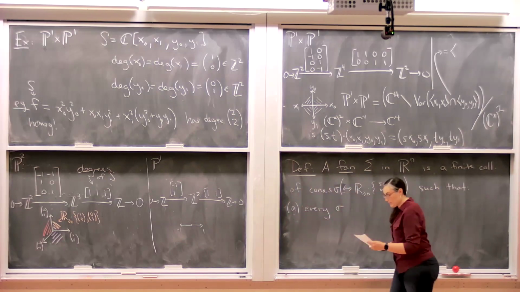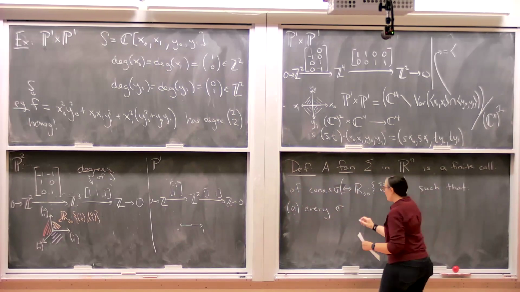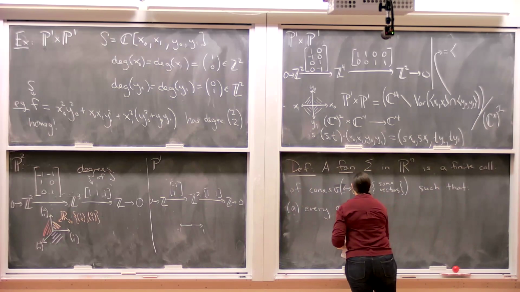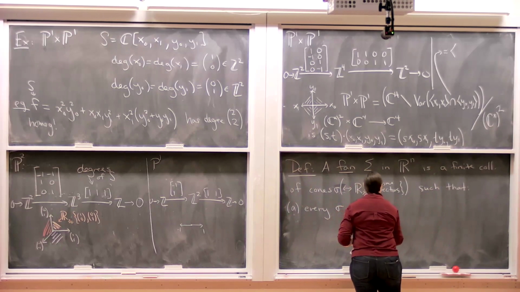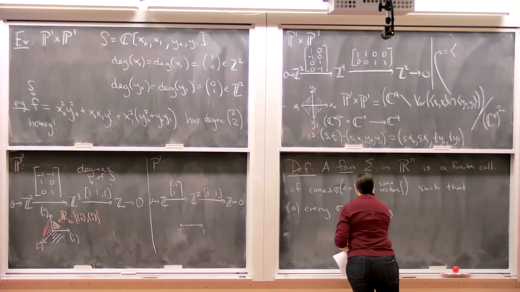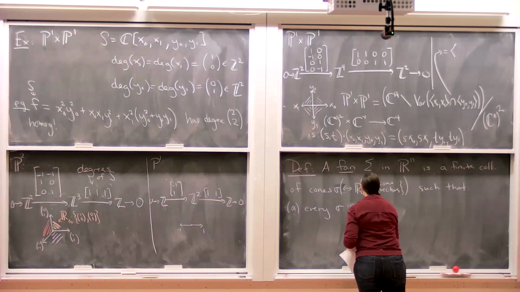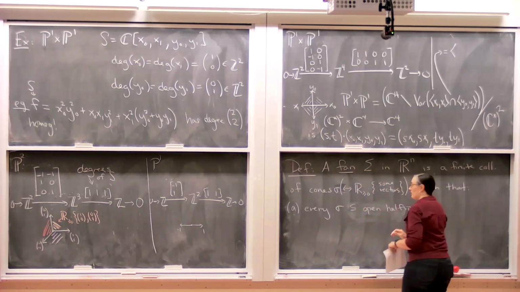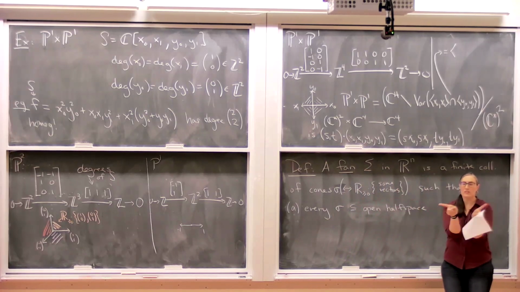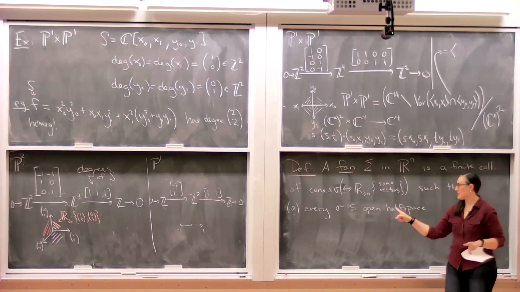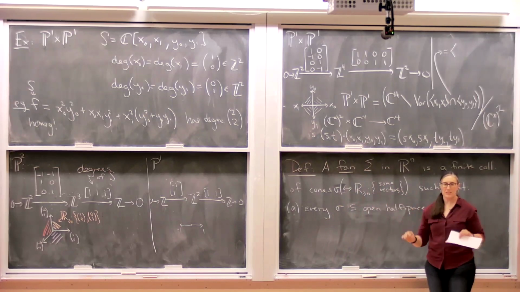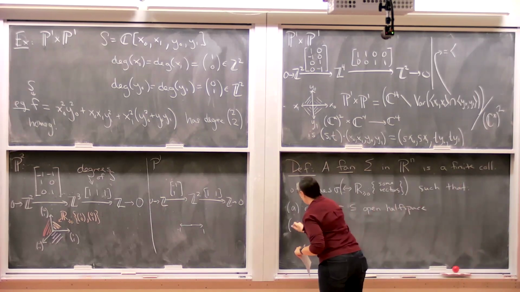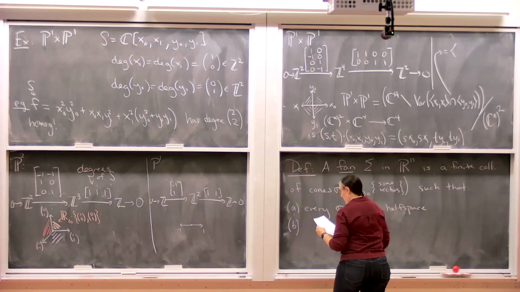Every cone sigma, right? This one is easier to just write down. Oh yeah, this is how I want to say it: it is contained in some open half space. In other words, I don't want to have two vectors that point in the opposite direction inside the same cone, because that kind of messes things up.